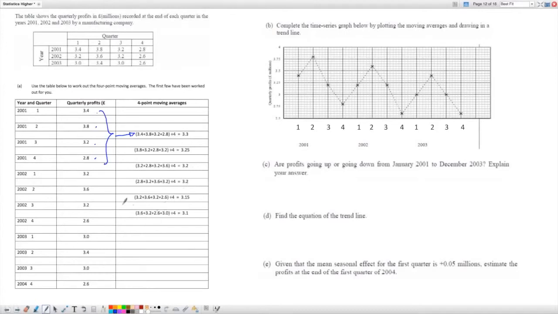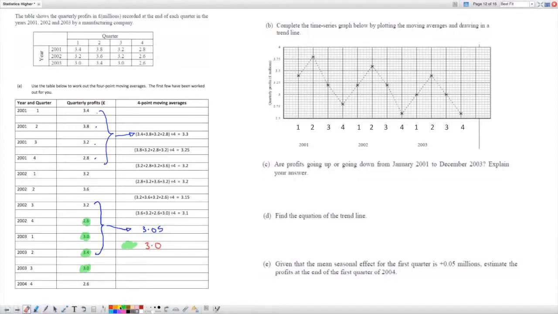So moving on from here, we are going to be adding 3.2, 2.6, 3 and 3.4 and dividing through by 4 to get our first 4-point moving average of 3.05. Our second moving average, we are going to be taking 2.6, 3.0, 3.4 and 3. Adding those up, dividing by 4 gives us our next 4-point moving average of 3.0.